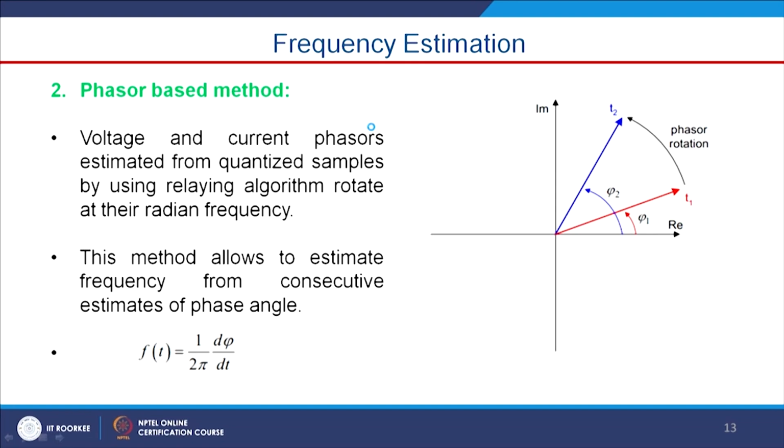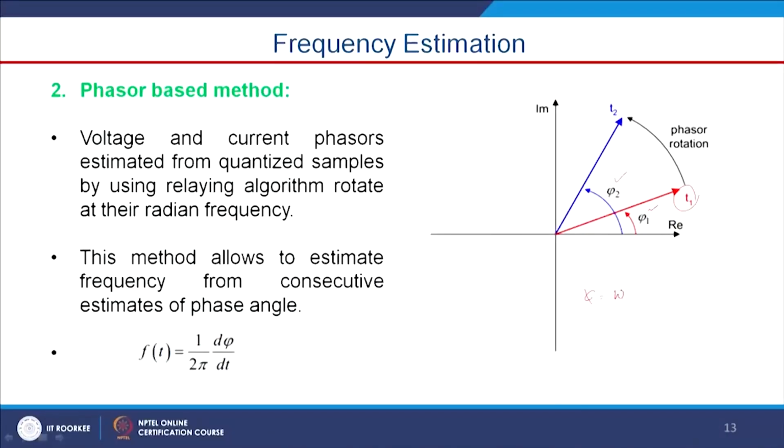Let us say at a certain time T1 we have the phase angle of a particular voltage or current, let phi 1, and at time T2 the phase angle is phi 2. Take the difference, because you know that our phi is equal to omega t. Omega t we write as 2 pi f into t.